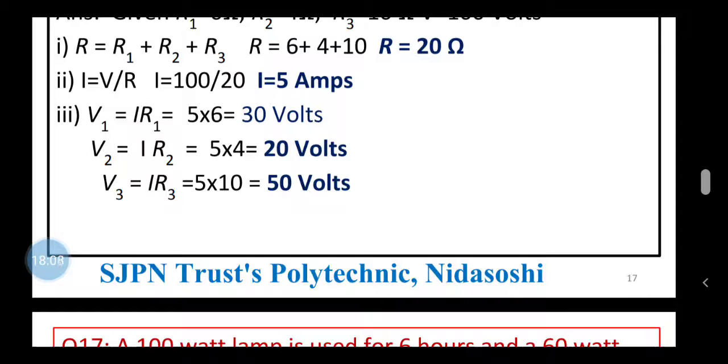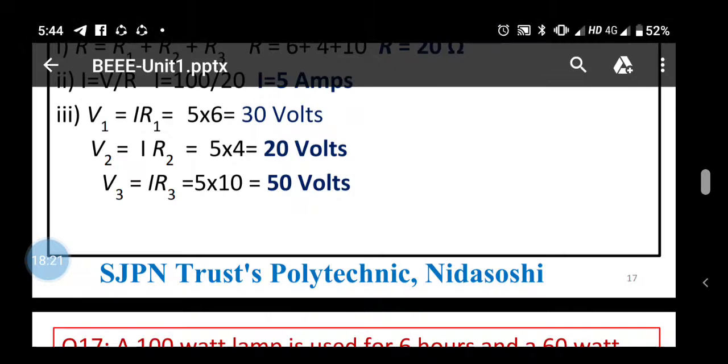One point you remember, friends: when you add these voltages V1, V2 and V3, the sum of these three voltages should be equal to the input voltage. Now you see, 30 plus 20 is 50, 50 plus 50 is equal to 100 volt, and the input voltage applied is 100 volt. So the answers are correct.